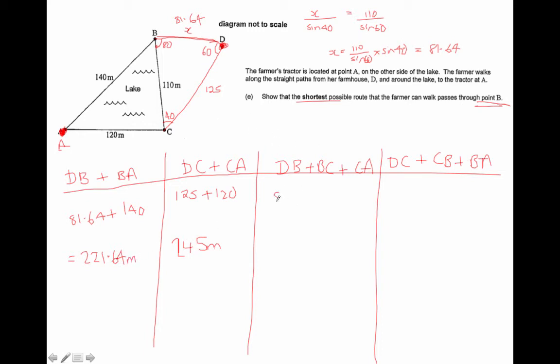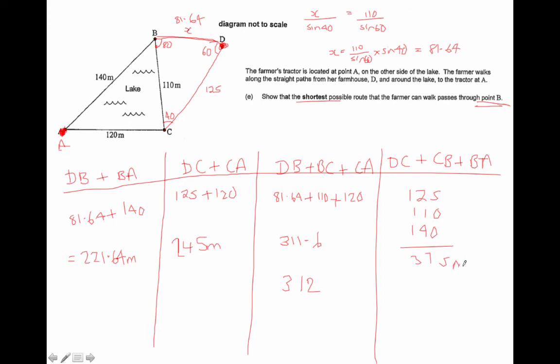DB, 81.64, plus BC is 110, plus CA is 120. That would come out at 311.6 meters, so 312 meters. Okay, and then this one, DC is 125, CB is 110, and BA is 140. So 375 meters.